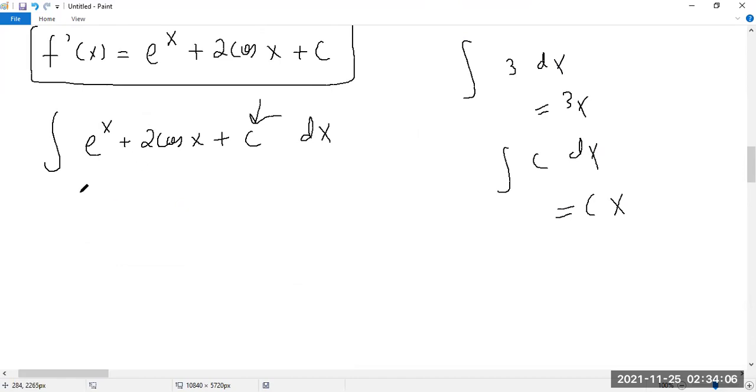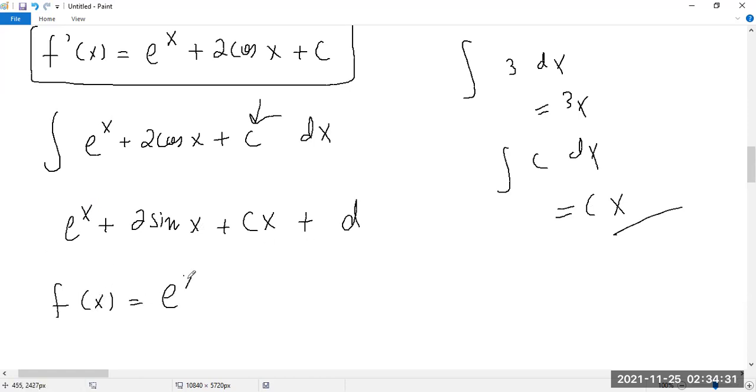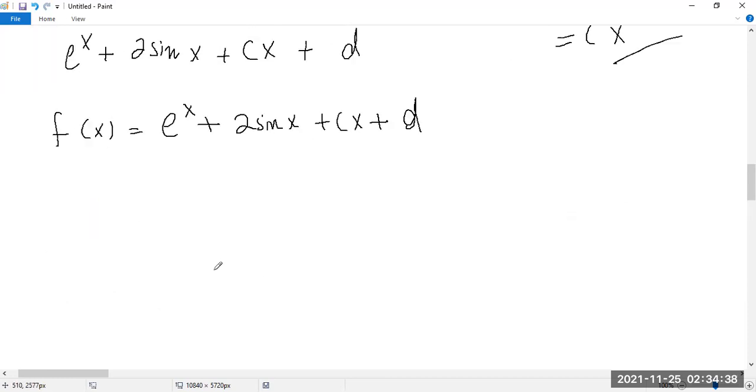So in this particular case, you would essentially just have e to the x plus 2 sine of x plus cx. Remember, you have to add that x, right? And then that constant of integration, since we've already used c, we'll just use d instead. So we'll say that f of x is equal to e to the x plus 2 sine of x plus cx plus d.